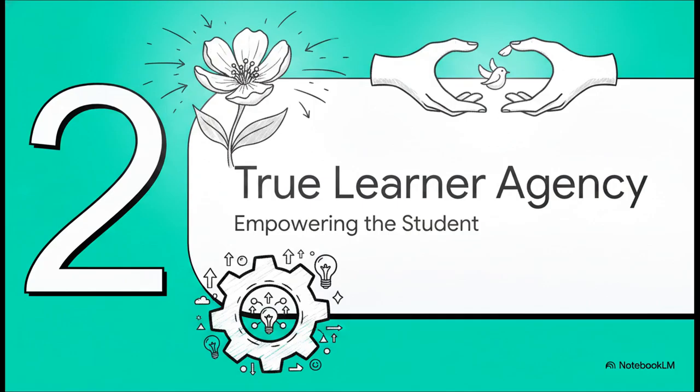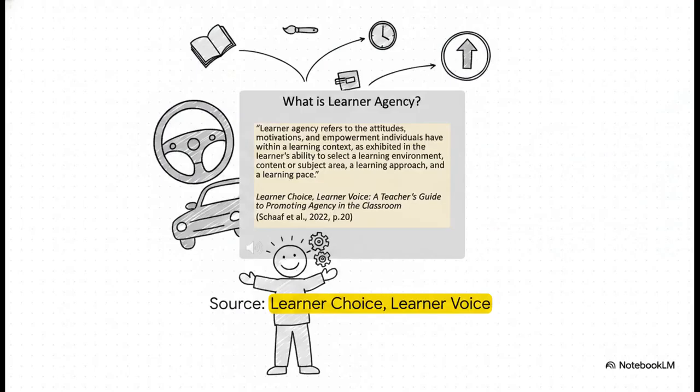Releasing that control is the absolute core engine of student ownership, and we call this learner agency. Educational researchers describe learner agency as the attitudes, motivations, and empowerment individuals have inside a learning space. It really shows up when students can actively choose their environment, what content they're consuming, how they want to learn it, and at what pace. It is quite literally handing them the keys to their own education.